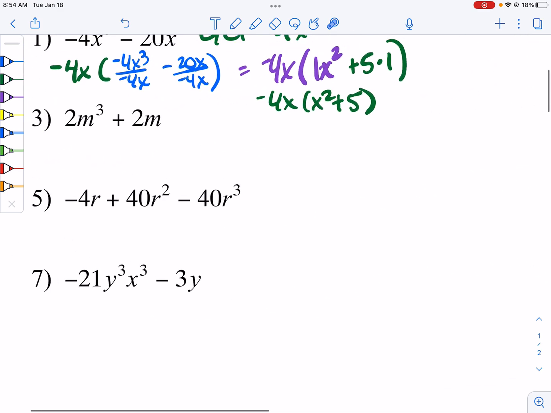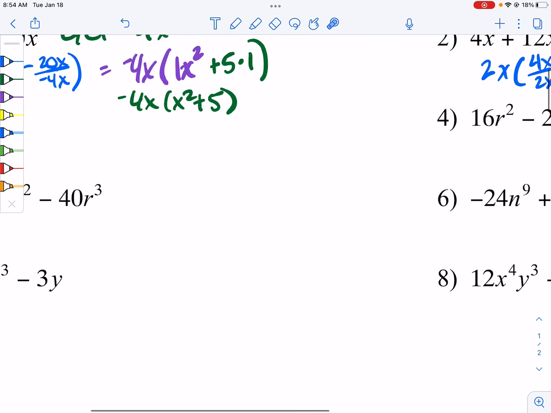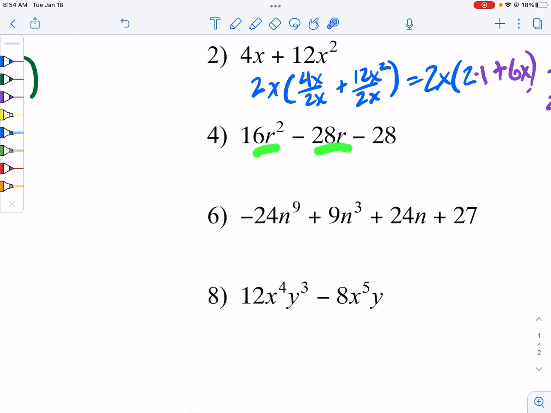Okay. Now you can have more than 2 terms. So if we take a look at this one, we've got 3 terms. So we still do the same thing. I'm still looking between all of these. So if we look at 16, 28, and 28, if I think of my factors of 16, I've got 1, 2, 4, 8, and 16.